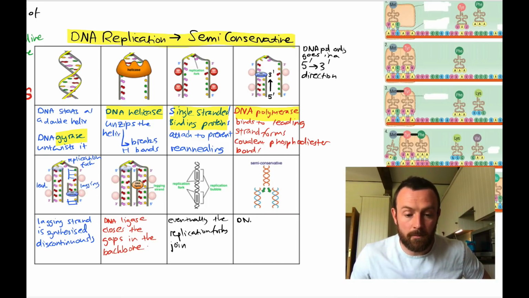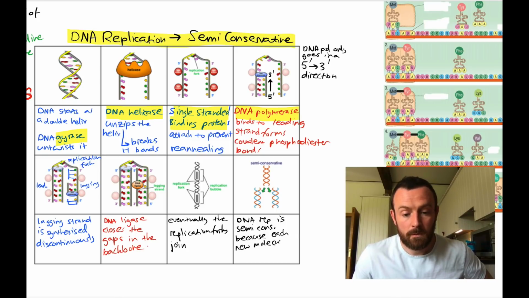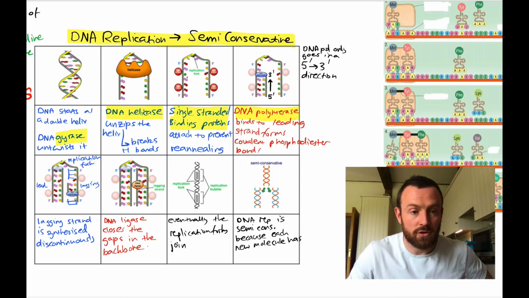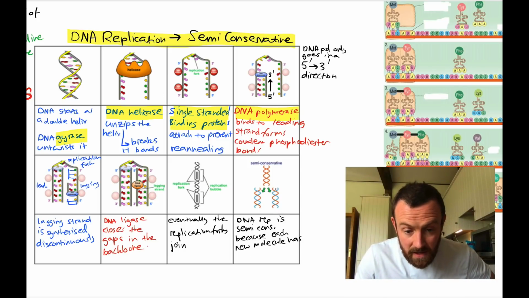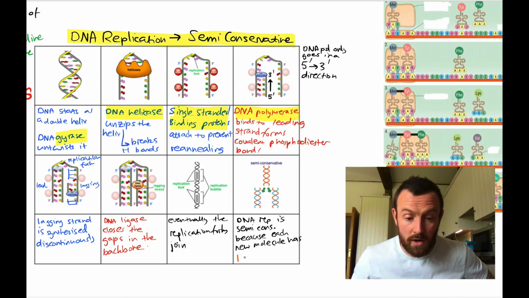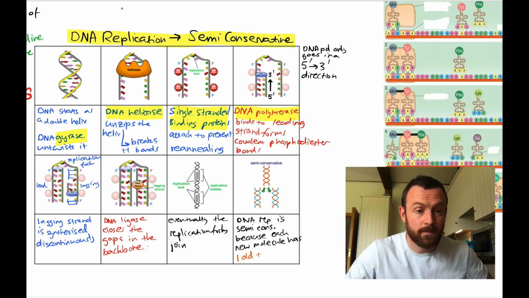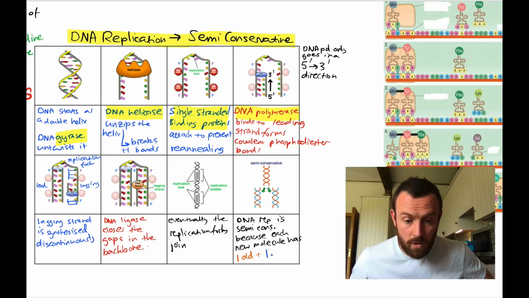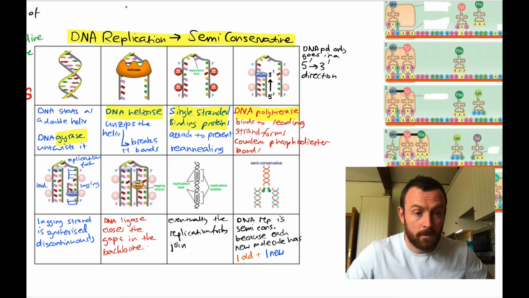So DNA replication is semi-conservative, I'll just write semi-cons, because each new molecule has, and I'll try and keep the color code, one old and one new strand. So one old plus one new strand.